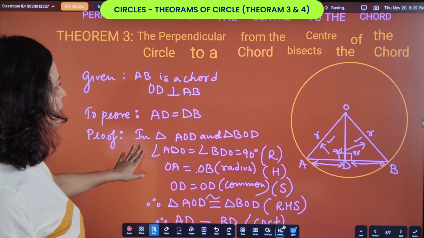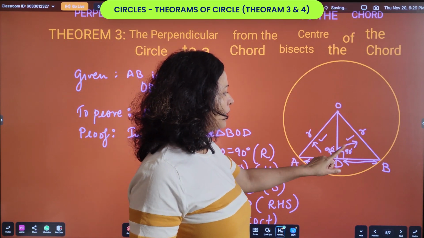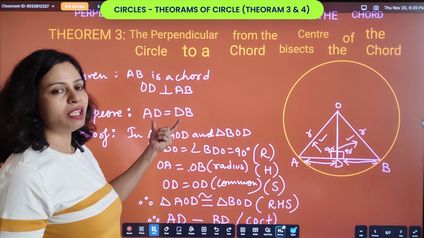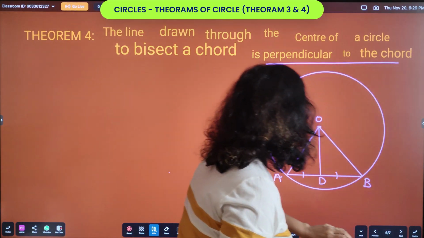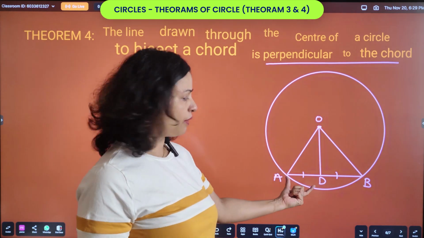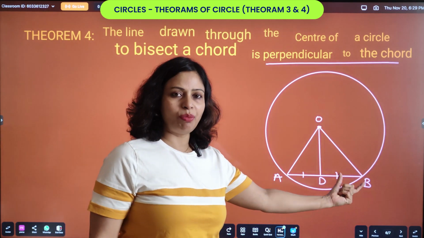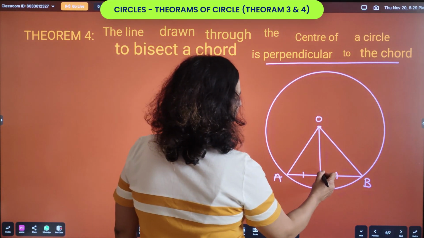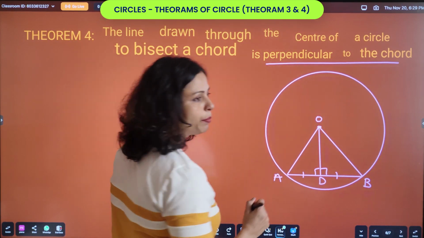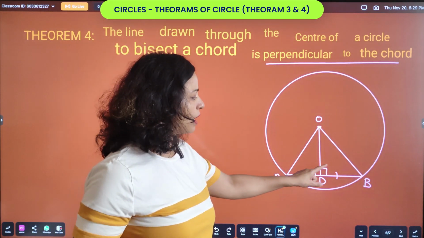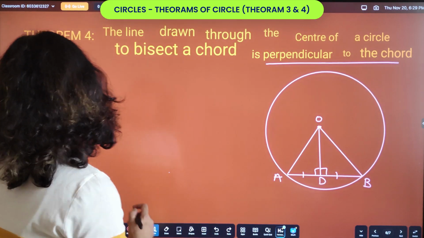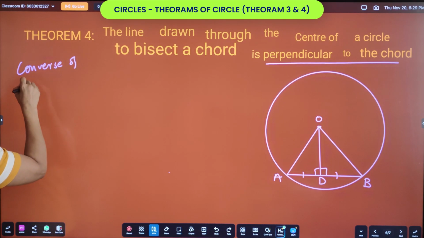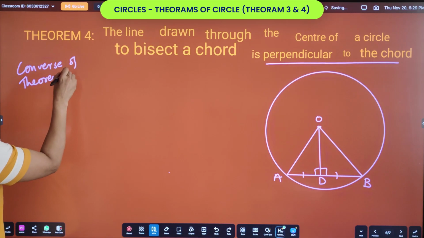Here what was given to us? AB is a chord and OD is perpendicular to AB, but it was not given that it is bisecting. So we proved that AD is equal to DB. But in this they have given us AD is equal to DB. It's given that it is bisecting, but what we need to prove is whether these angles are perpendicular or not. That means we need to prove these two angles to be 90 degrees. So this is the converse of theorem 3.